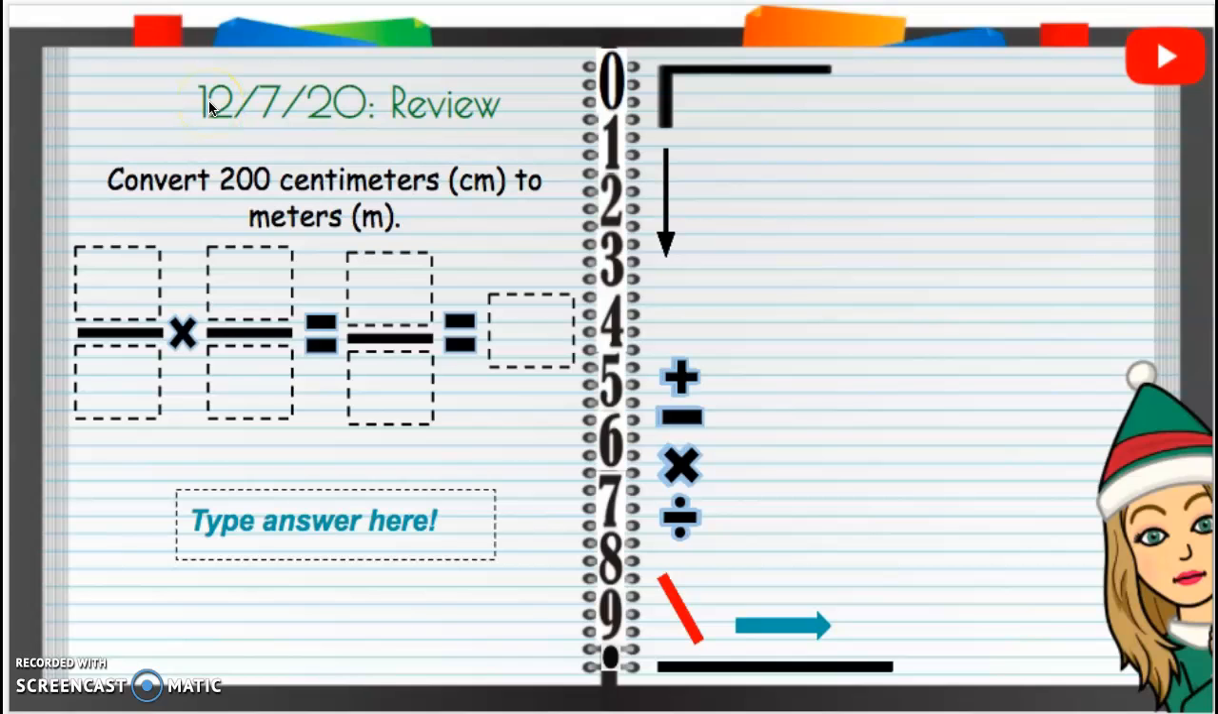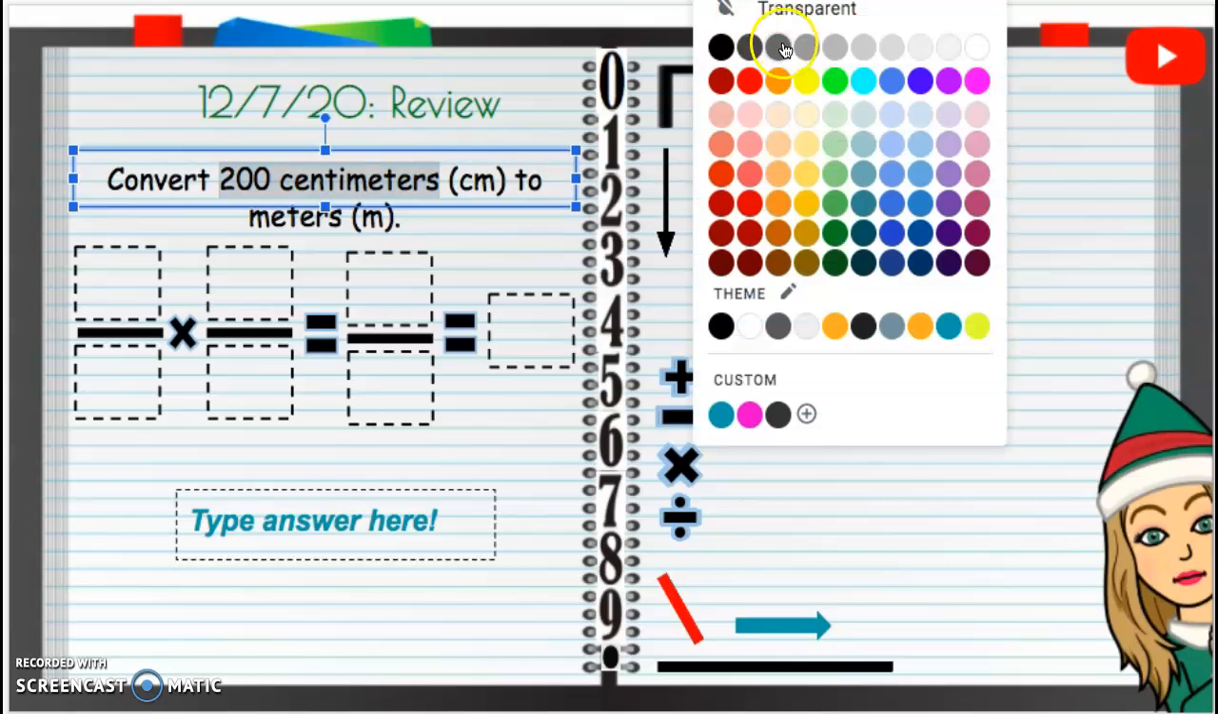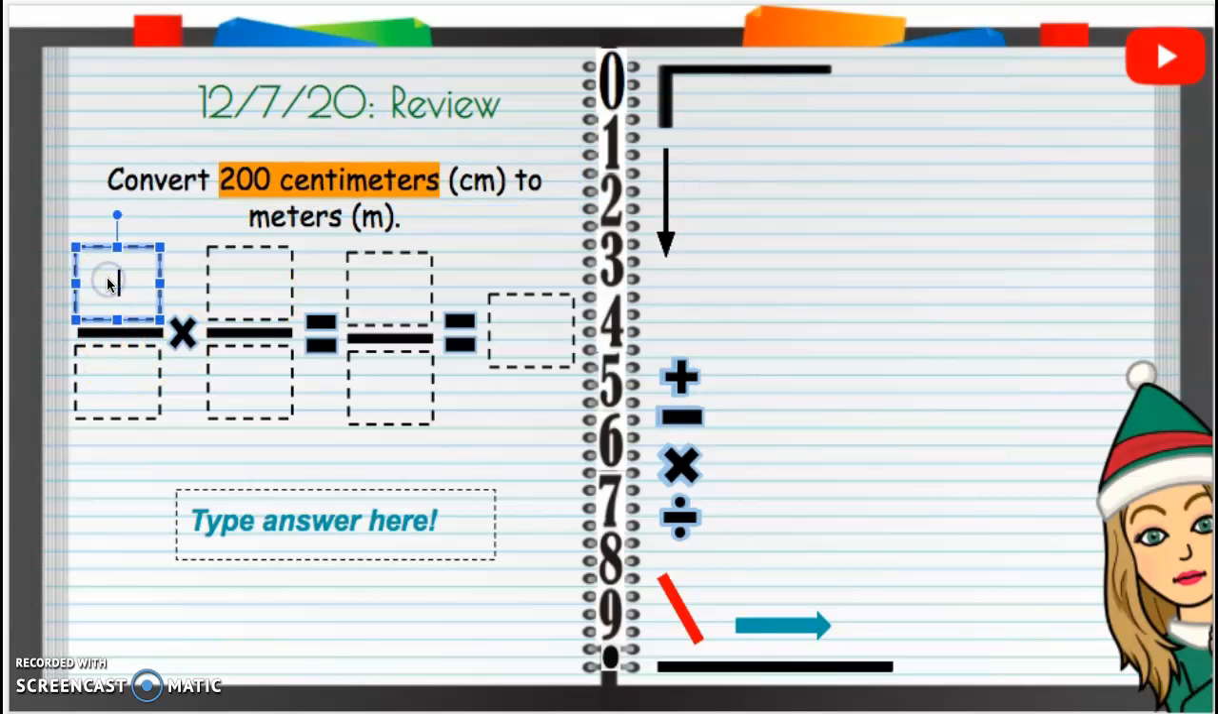December 7th, 2020 review. Convert 200 centimeters, cm, that's our abbreviation, to meters, m. All right, so what we're going to start with, remember, we have 200 centimeters. So that's what we're starting with. So up here, I'm going to put 200 cm for centimeters. Remember, we can turn any of those into a fraction by putting it over 1.